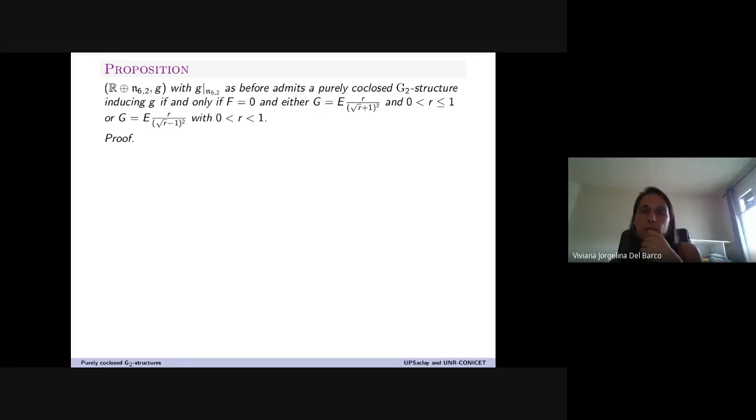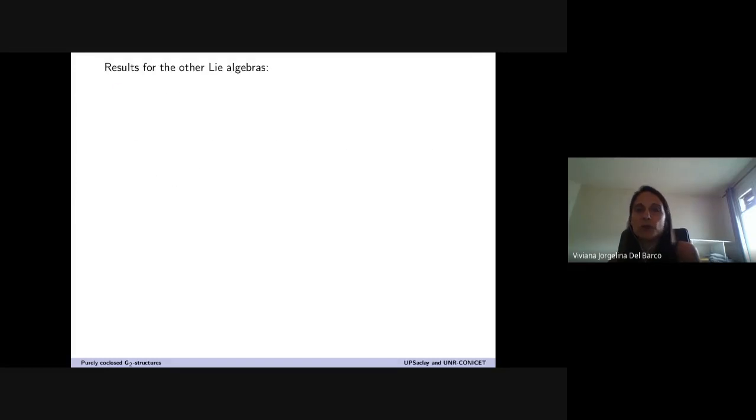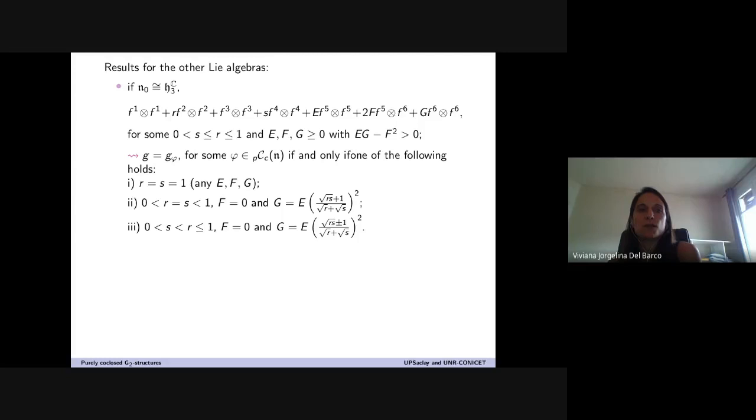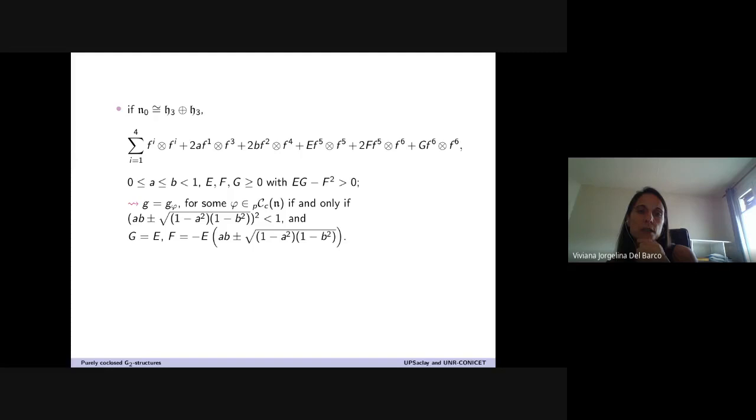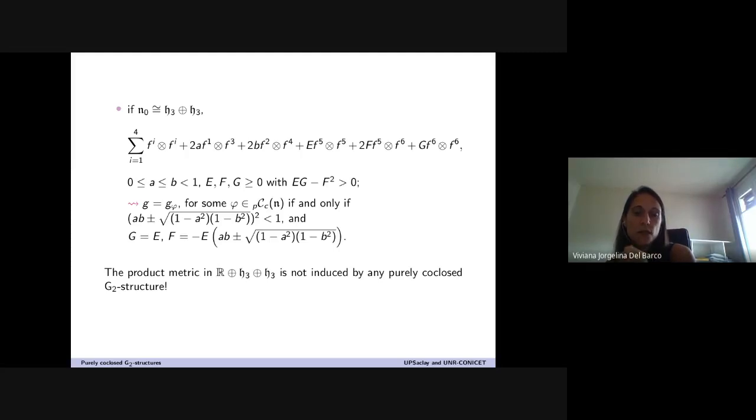Great, thanks. So we made this classification in each case, and I'm only going to present the results. For this Lie algebra, we get that G is going to be induced by a purely coclosed structure for these values of the parameters. For the other, G equal to E. And the last one is here. This is H3 plus H3 plus R. As I said before, the product metric is not induced by any purely coclosed structure. And actually the nil soliton metric, up to a scale, is the product metric. So we see clearly that they are not induced by purely coclosed structures.